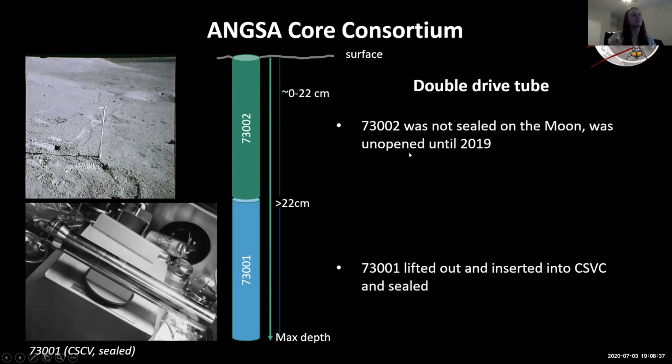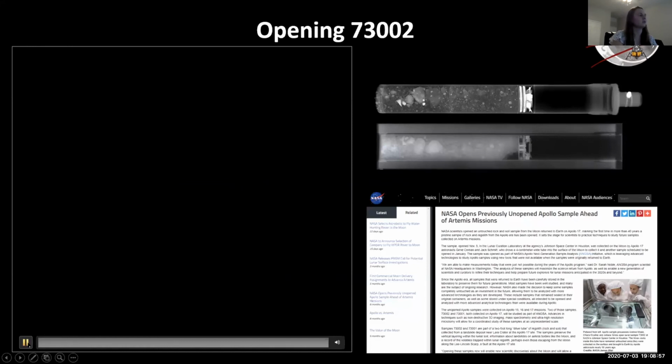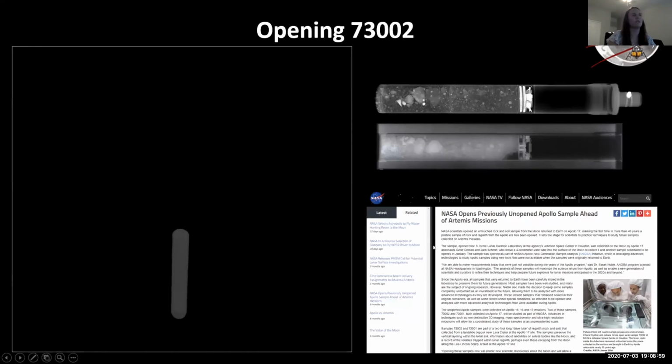This top sample was not vacuum sealed on the moon, and it remained unopened until last fall. 73001 was lifted out and immediately put into a vacuum sealed container and sealed shut, and has not been opened since it was sealed on the moon. Now, I'm going to leave you with the opening of 73002, the unsealed core sample.